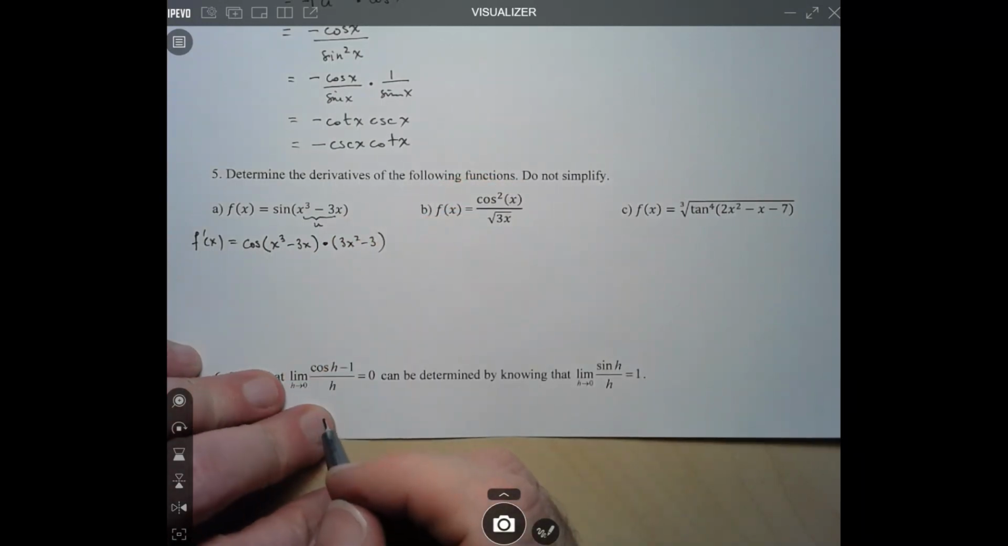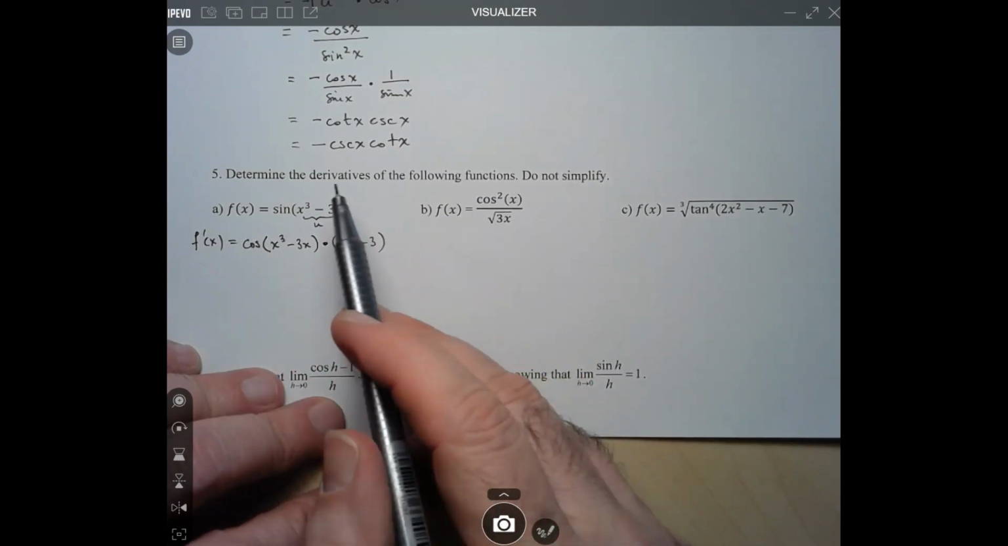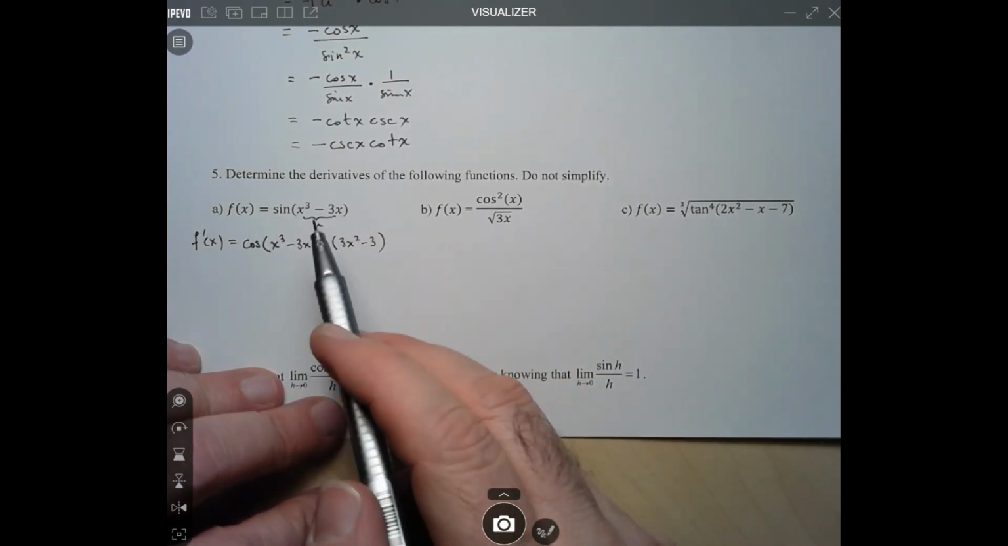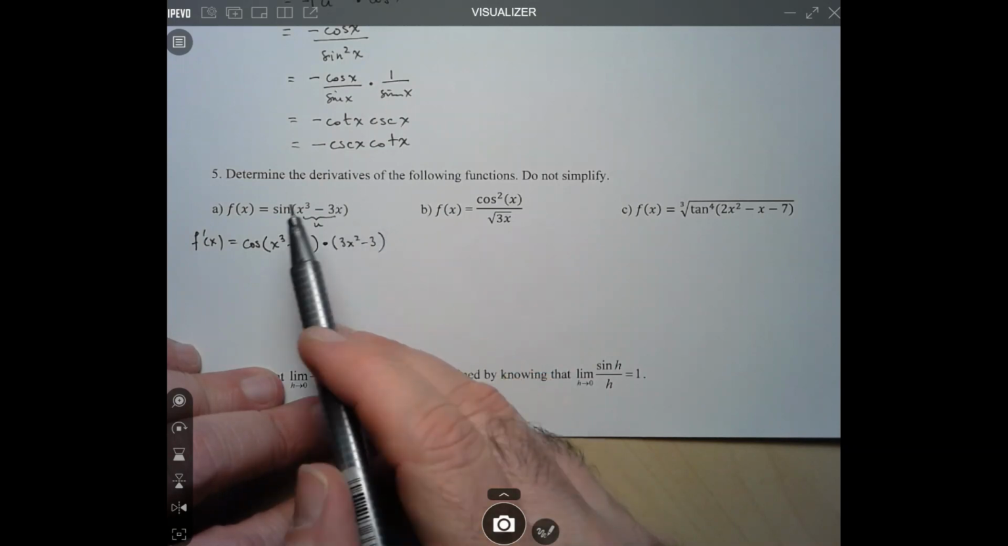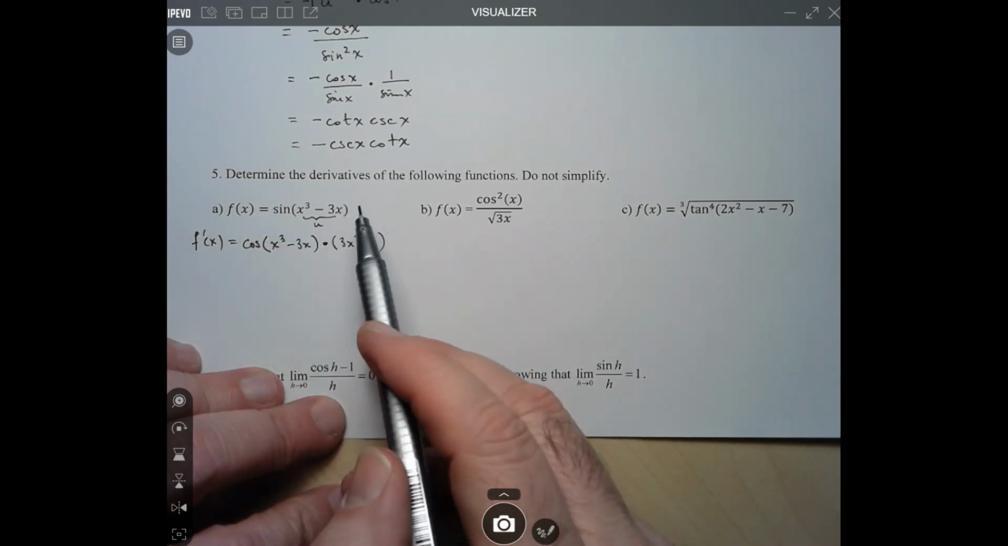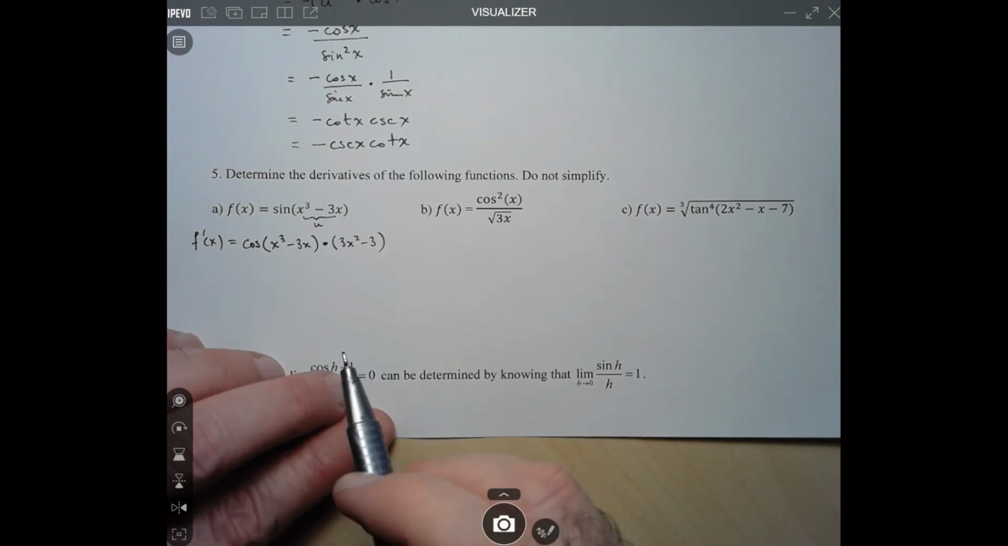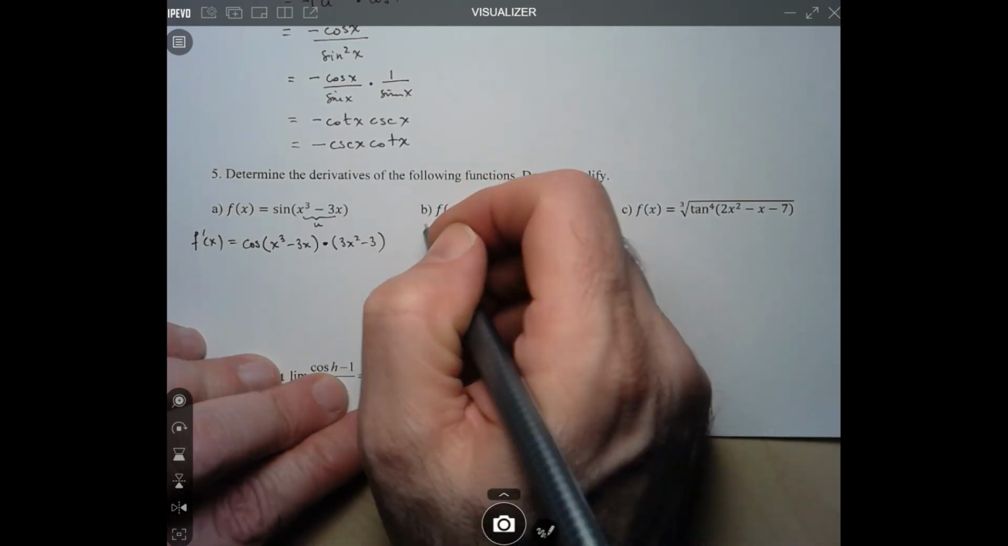Okay? So again, I'm applying the chain rule in the exact same way as I did before, except instead of having this thing that's squared or to the 1/2 or to the 27, it just happens to be sine of this function. All right? So let's now move on to b.